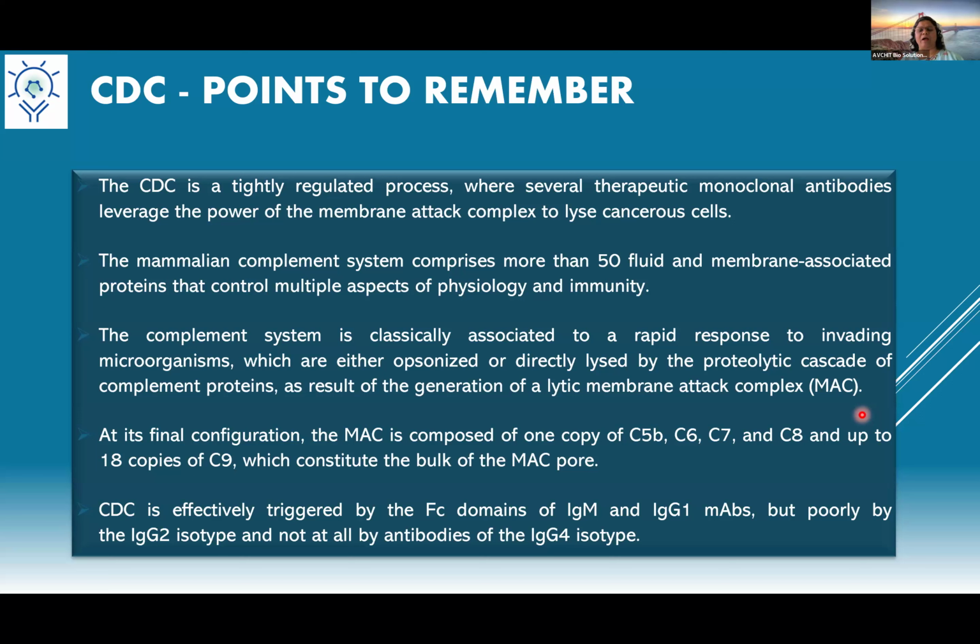In this particular membrane attack complex, or MAC as it is commonly known, there is one copy of C5b, C6, C7, and C8 protein, and up to 18 copies of C9. So this entire set of molecules forms one MAC pore that actually leads to the cytotoxic effect on the cell membrane. CDC is effectively triggered by the Fc domain of IgM and IgG1 monoclonal antibodies, but poorly by the IgG2 isotype and not at all by antibodies of IgG4 isotypes.